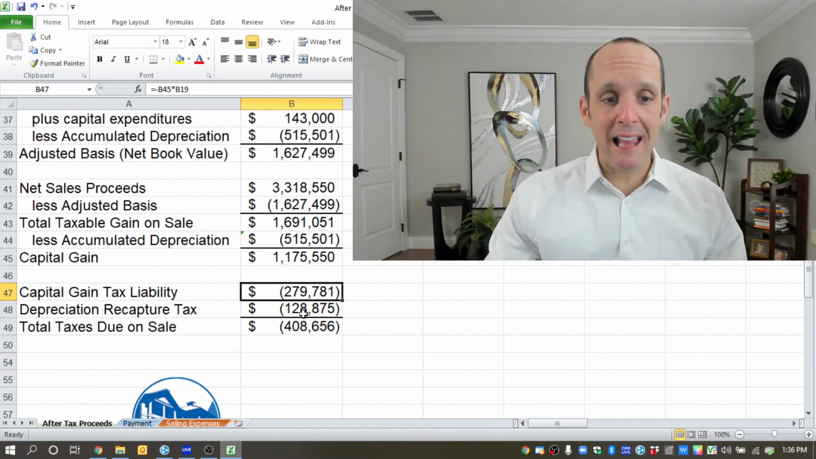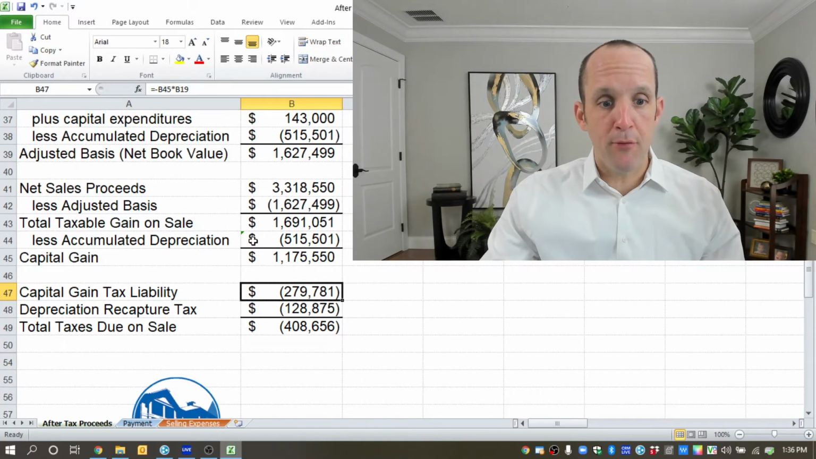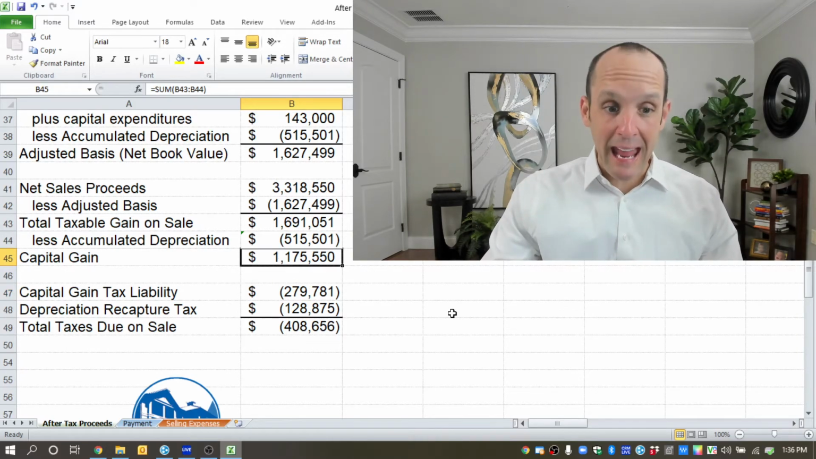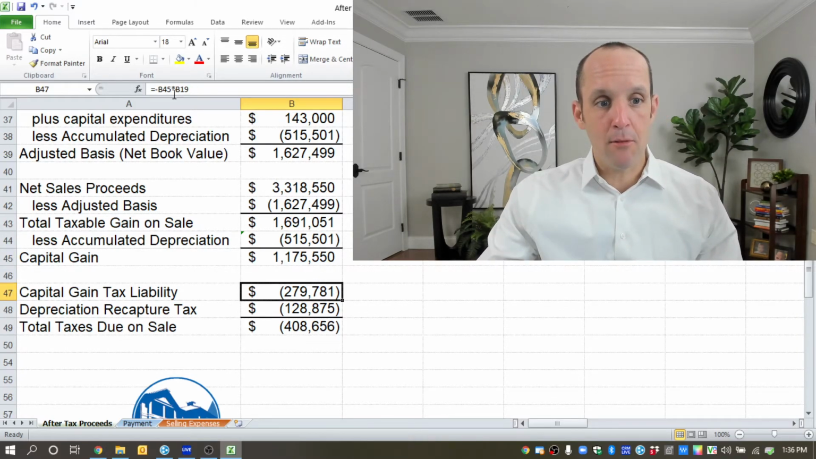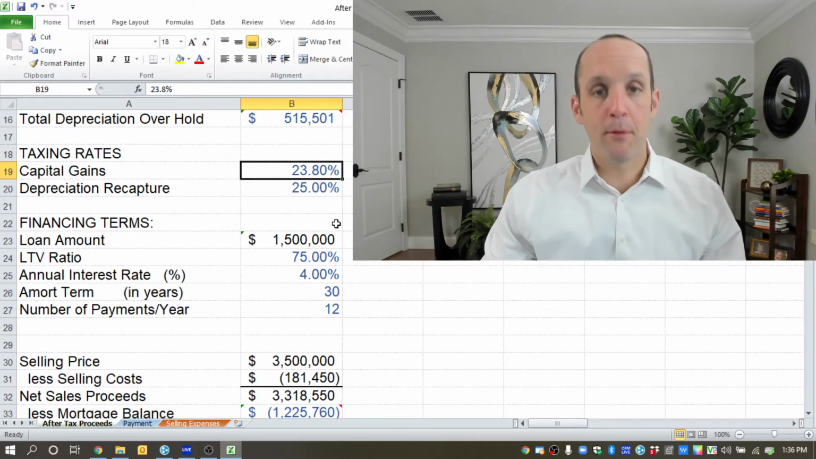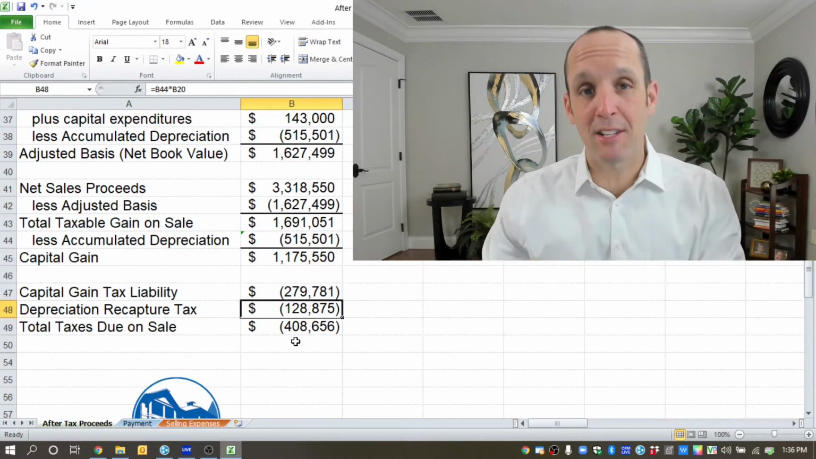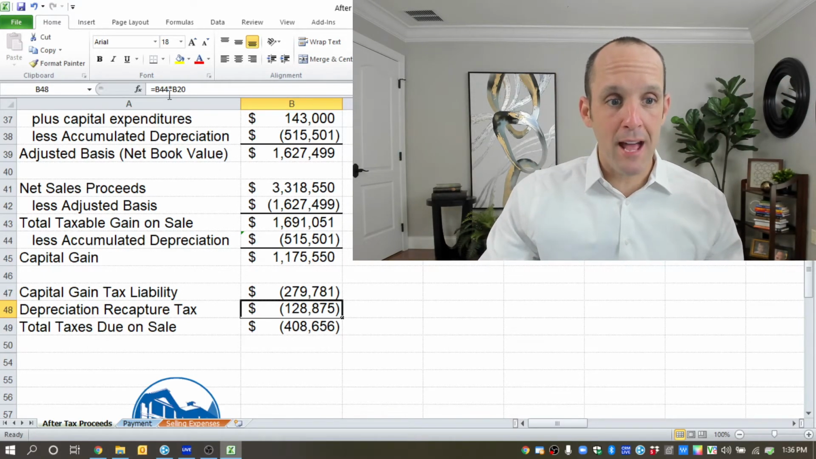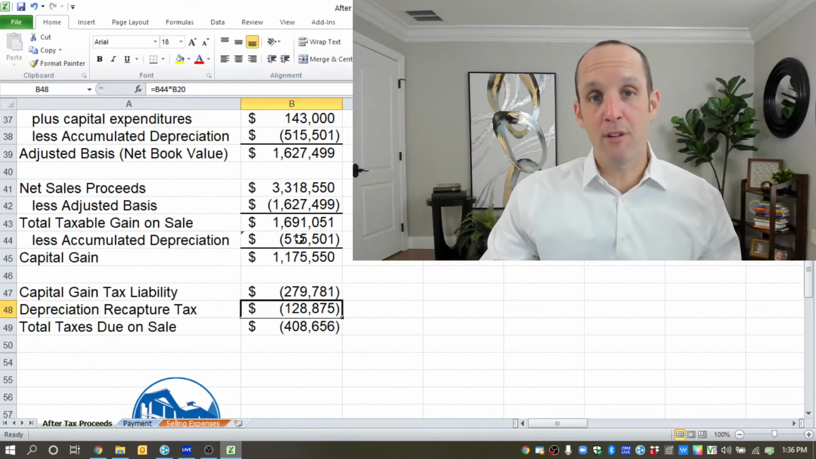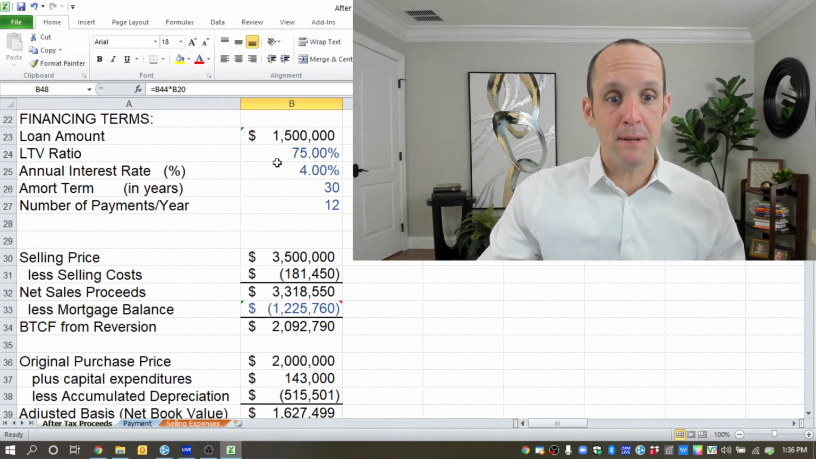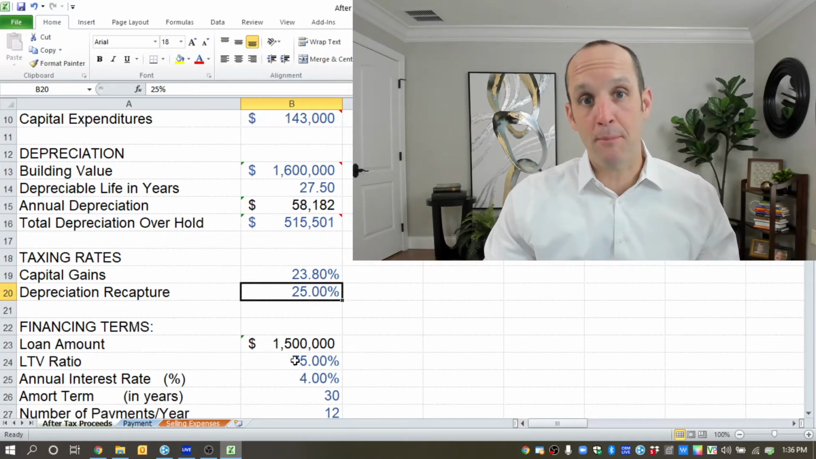This is where I show you the not so fun part. You're going to see the total amount of taxes from capital gains and depreciation and everything summed up. Your capital gain liability, if you can see the equation, is B45, which is your capital gain, times, you can see here, B19, which is your capital gains tax rate. But now you have to pay taxes on all that depreciation you got to write off every year. Here's the equation for that. B44, which is the $515,000 in depreciation, times B20, which is the depreciation recapture tax rate.